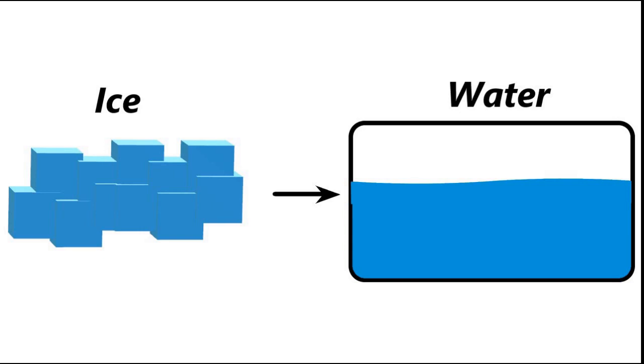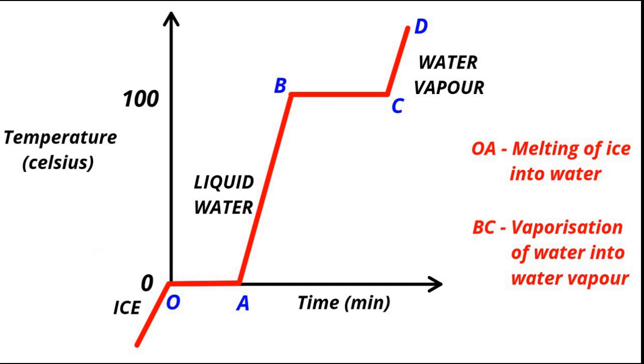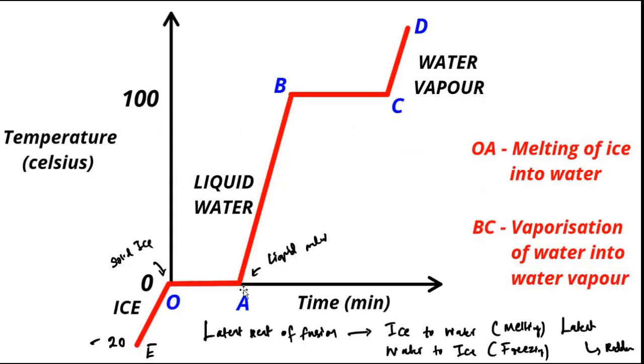Now the important thing to understand is that as long as there is some ice left, the temperature will not fluctuate, it will remain constant. In this state, where there is a mix of both states, solid and liquid, the temperature will not increase. The latent heat gets used up in converting the entire solid ice into liquid water.